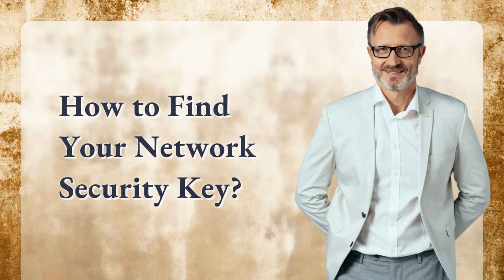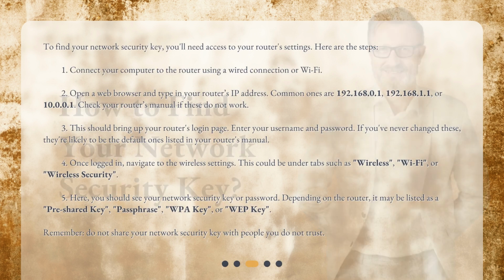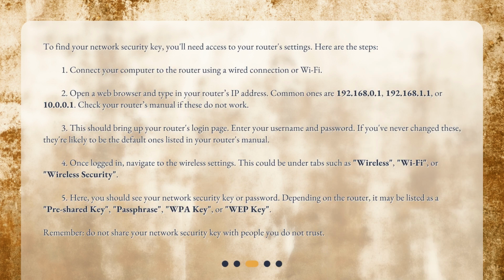How to find your network security key? To find your network security key, you'll need access to your router's settings. Here are the steps. 1. Connect your computer to the router using a wired connection or Wi-Fi. 2. Open a web browser and type in your router's IP address.